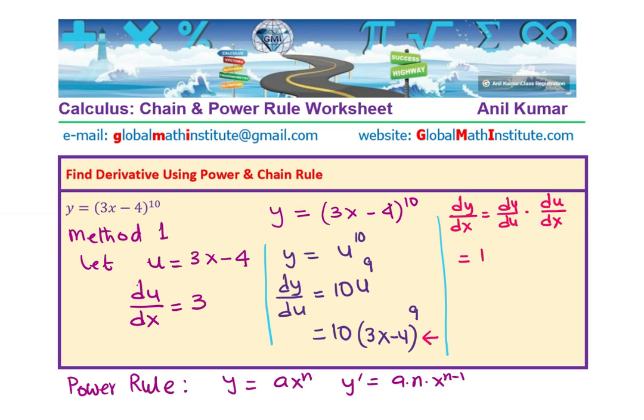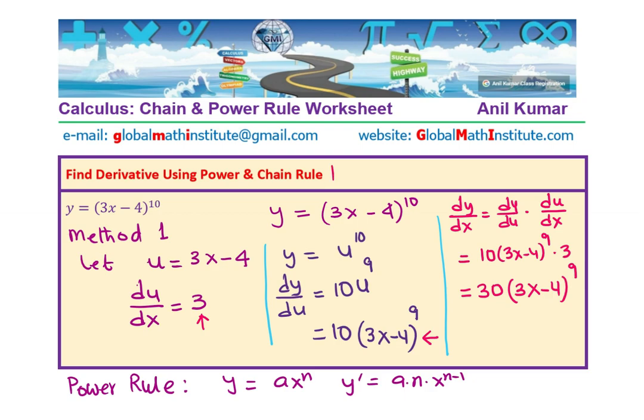So we'll write this 10 times 3x minus 4 to the power of 9, and du/dx is 3, correct? So we'll multiply this by 3. And now we can simplify and write this down as 30 times 3x minus 4 to the power of 9. Is that clear to you? So you see how we have utilized the power rule to get this derivative.